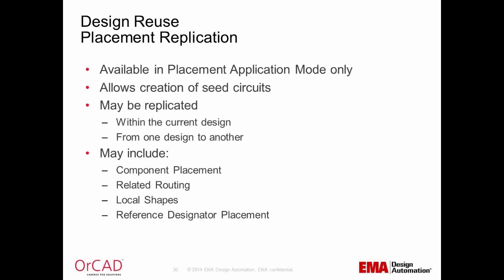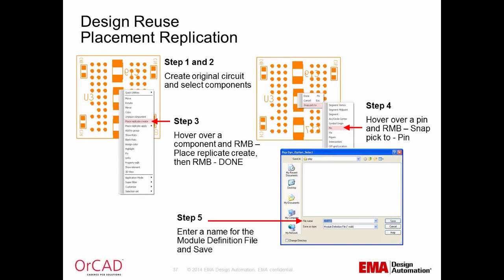So to use the placement replication command, you'll first need to identify and save off the module for the circuit you wish to replicate. Then you may apply that circuit module to the parts that will make up the new circuit or circuits. Once placed, these modules may be rotated, mirrored, modified, and updated.